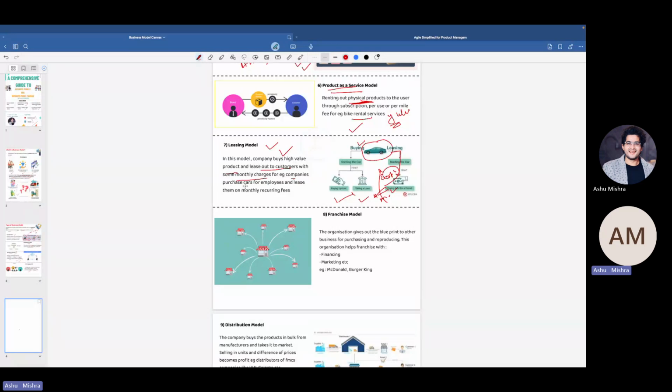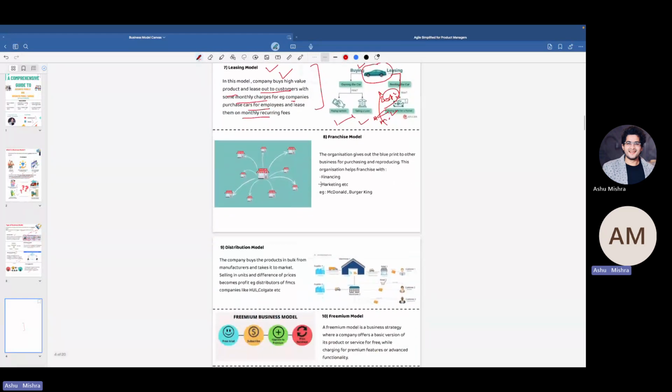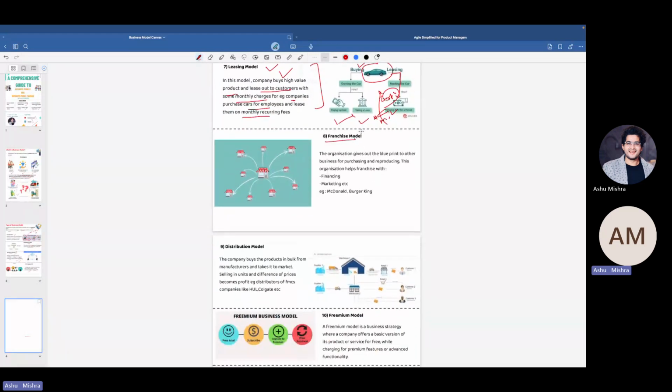For example, companies purchase cars for employees and lease them out on monthly recurring fees. So this is the seventh model. Guys, let's jump on to the eighth model, which is a franchisee model.